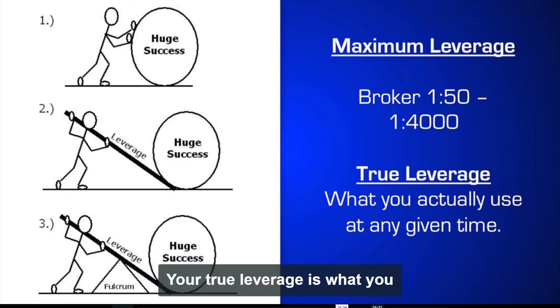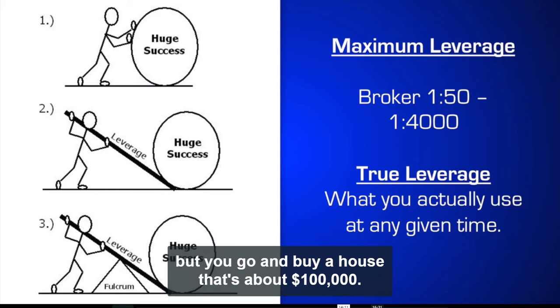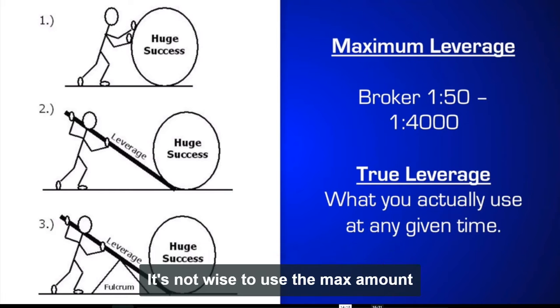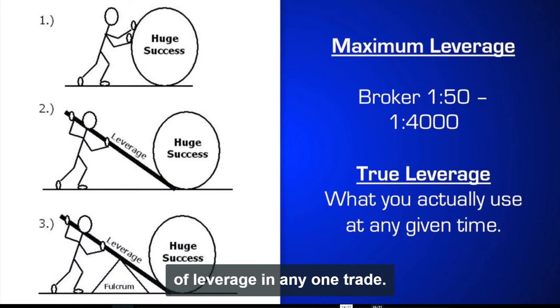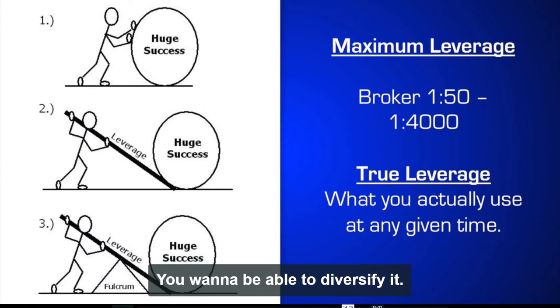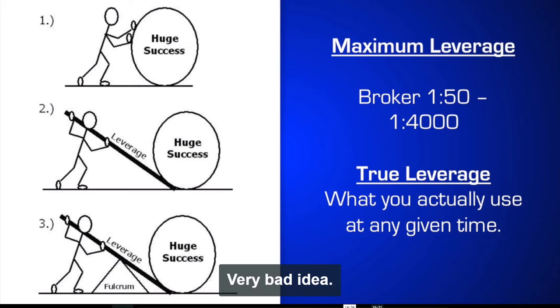Your true leverage is what you actually use at any given time. So let's say you're approved to use up to $300,000, but you go and buy a house that's about $100,000. Now you still have a lot of room to move around. All right. It's not wise to use the max amount of leverage in any one trade. You can use all of the money, but as long as you diversify it, that's what you want to do. So never use 100% of your account in any one trade. Very bad idea.